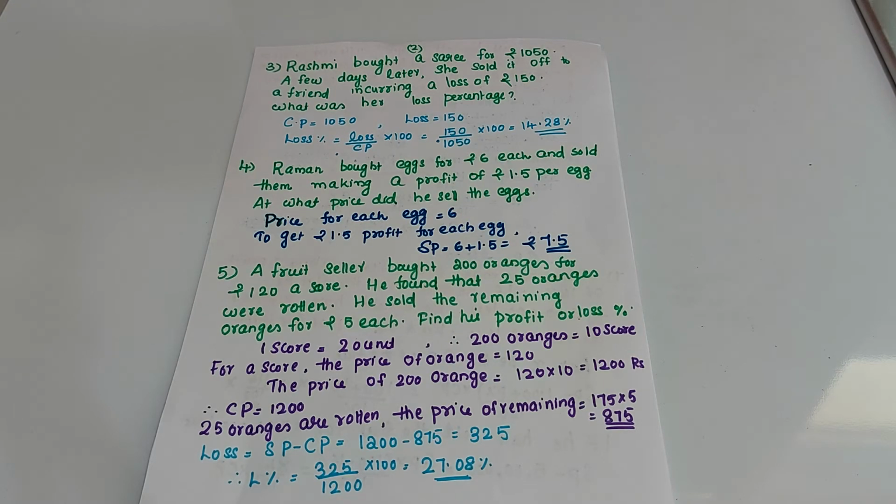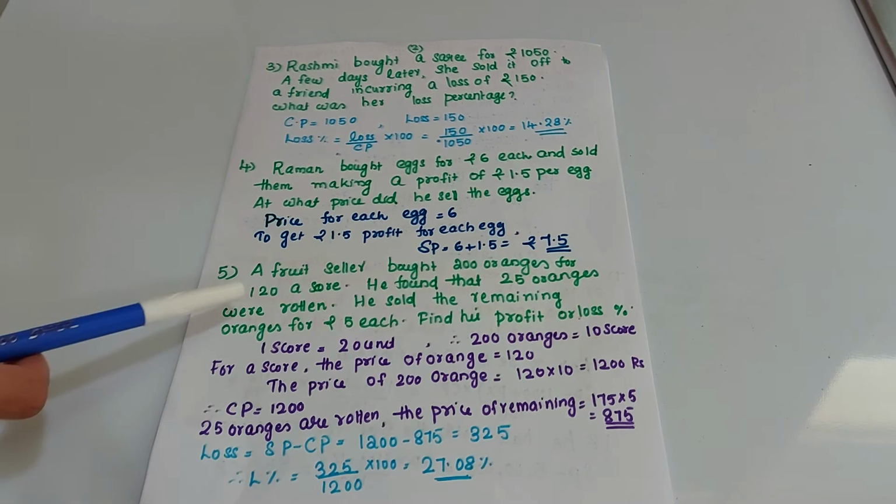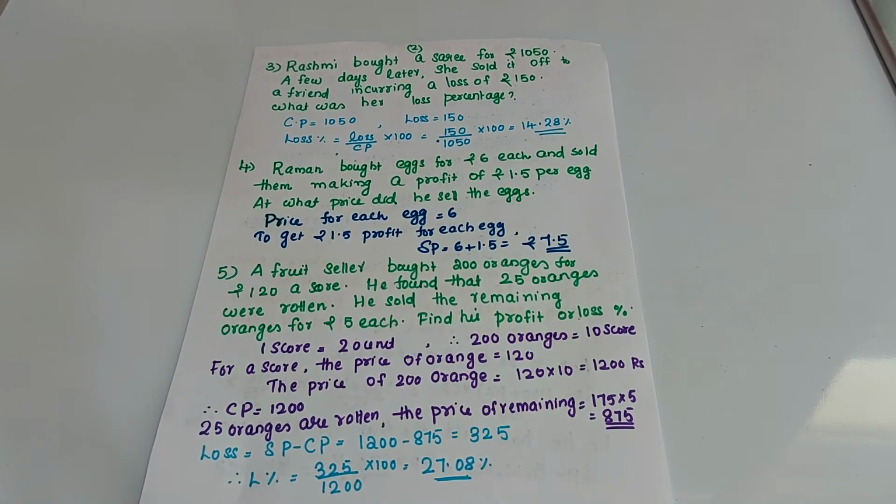Next one, a fruit seller bought 200 oranges at rupees 120 a score. He found that 25 oranges were rotten. He sold the remaining oranges for rupees 5 each. Find his profit or loss percentage. Here, a score means 20, so 1 score is 20 units. For a score, the price is rupees 120, and he found that 25 oranges were rotten.